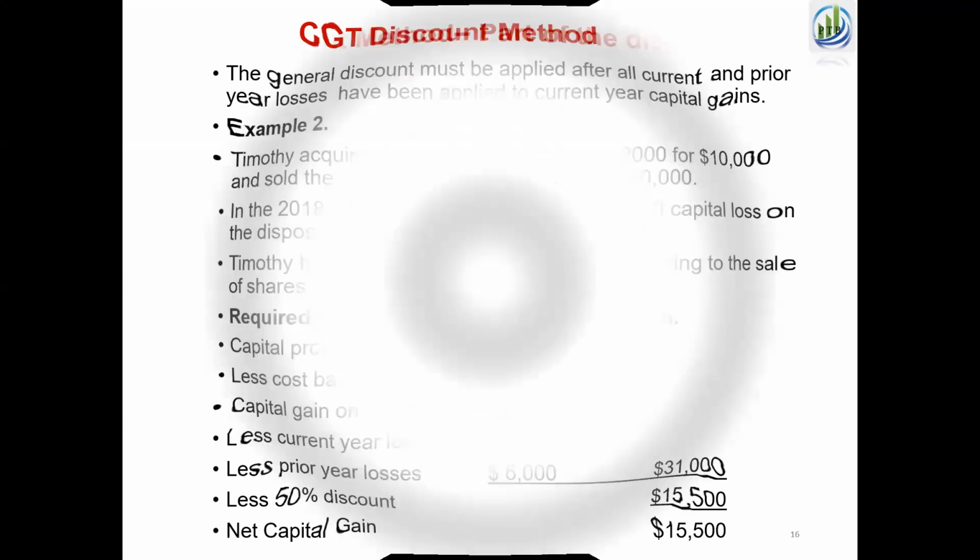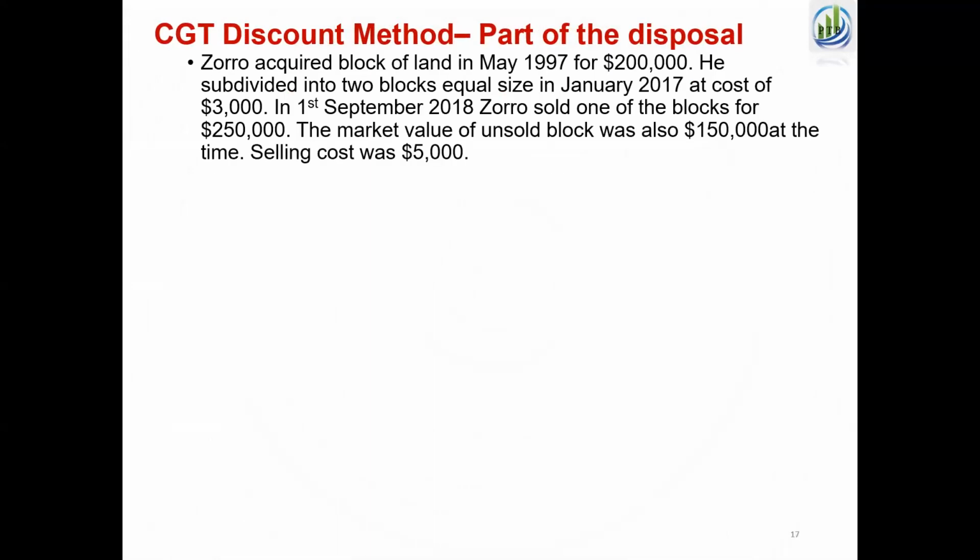So there are different scenarios. I am going to put one other scenario here. Zoro, assume he is an Australian resident. He purchased a land. Most middle income earners purchase a land and subdivide it into two, living on one side and selling the other side or something like that. So Zoro is also the same.